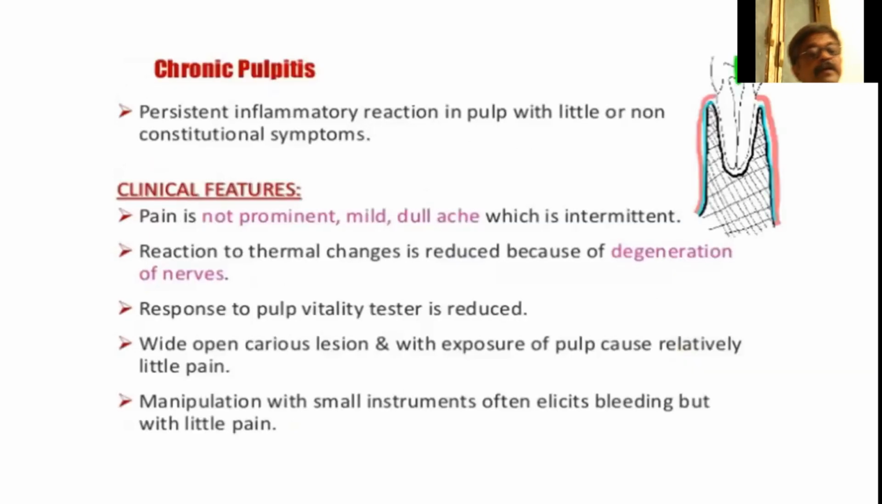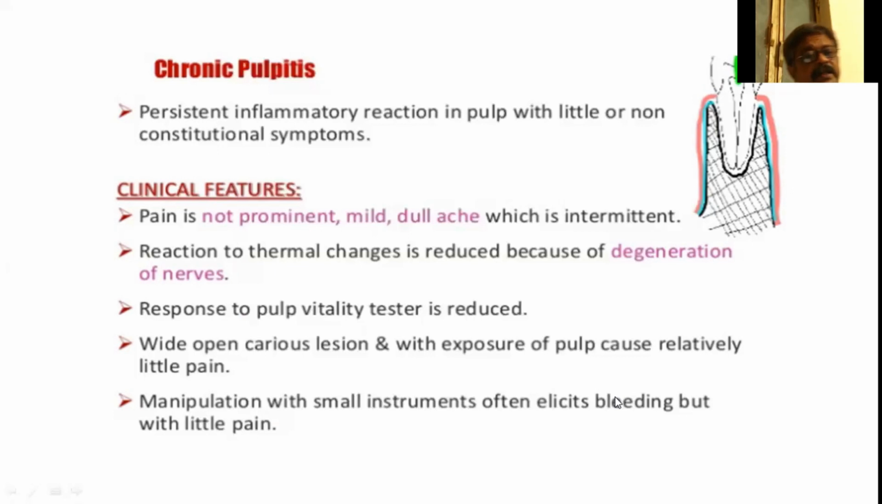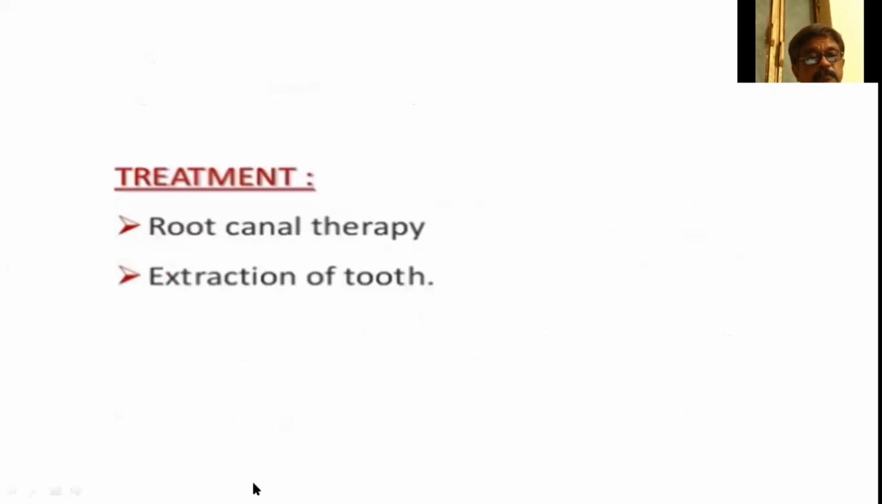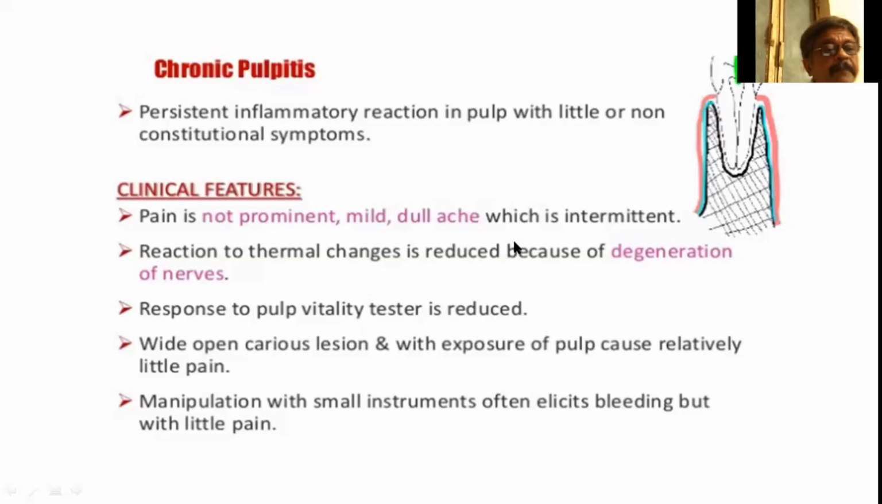तो chronic pulpitis. Chronic pulpitis is chronic, कौन सी chronic, जिसकी duration बहुत ज़्यादा हो जाती है, that is chronic, right? Acute is sudden in onset. So this is chronic pulpitis. Acute, now this is chronic. So chronic pulpitis is a persistent inflammatory reaction in the pulp with little or no constitutional symptoms, जिसमें कि symptom बहुत ही dull होते हैं.